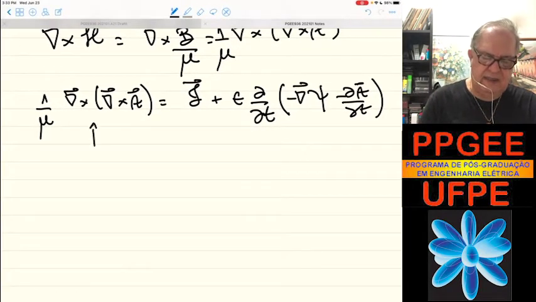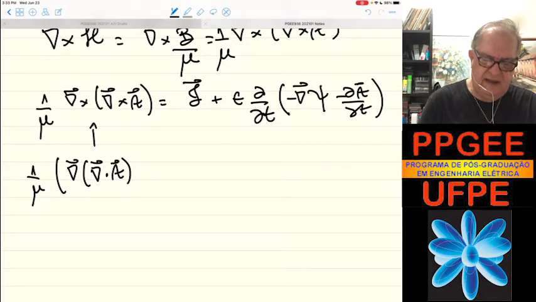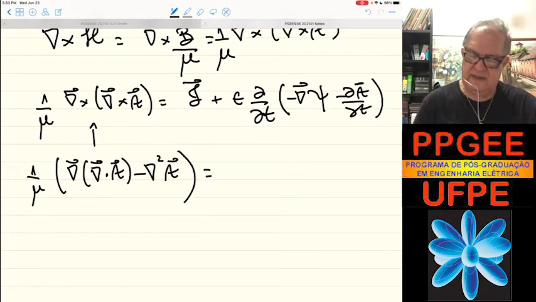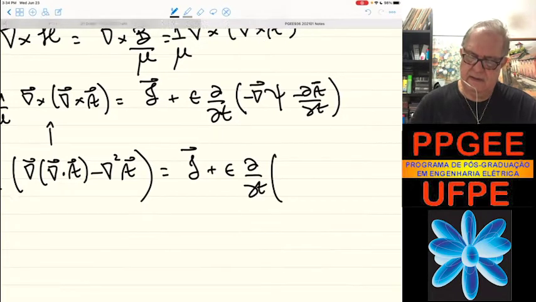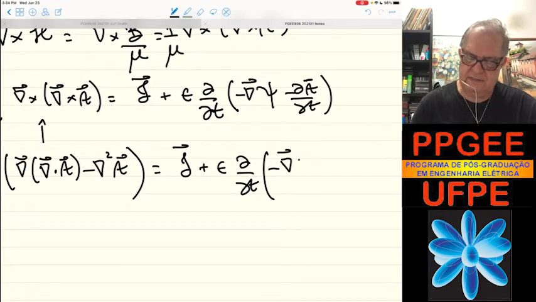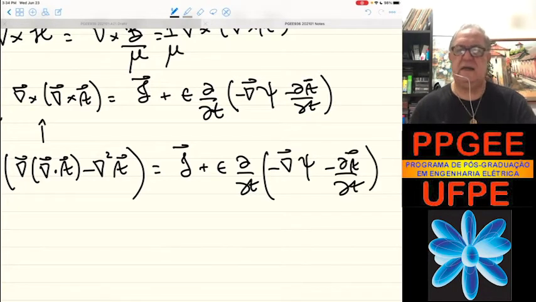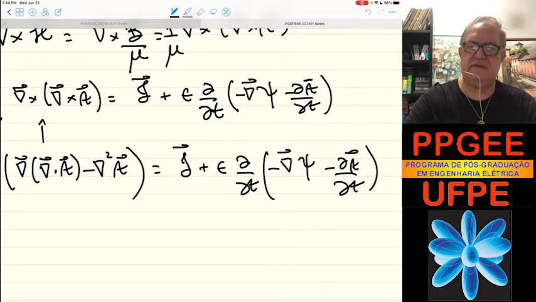So here you can break this curl of curl of A into gradient of the divergence of A minus Laplacian of A, right? So I have these several terms here, right? Equals J plus epsilon d/dt, then you have minus gradient psi minus dA/dt. I give you time to work to rearrange these terms and show that it gives this result here.